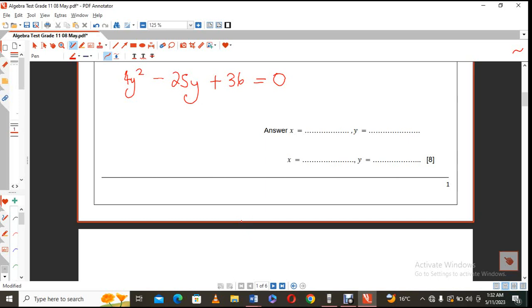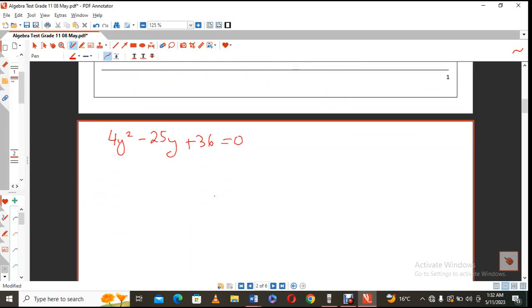Of course, I'm just running out of space, so I've added this extra page over here. So I'm just going to write my equation again, and I'm going to then use the quadratic equation formula. But remember, the quadratic equation formula is y equals minus b plus or minus the square root of b squared minus 4ac, all over 2a.